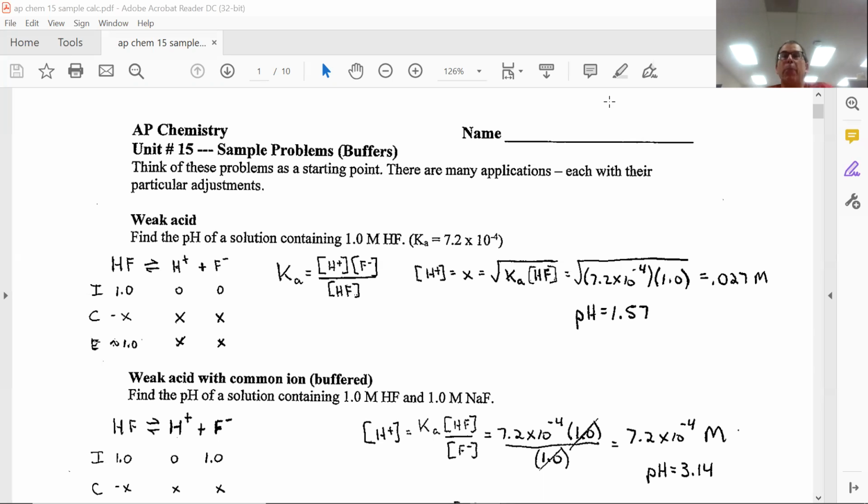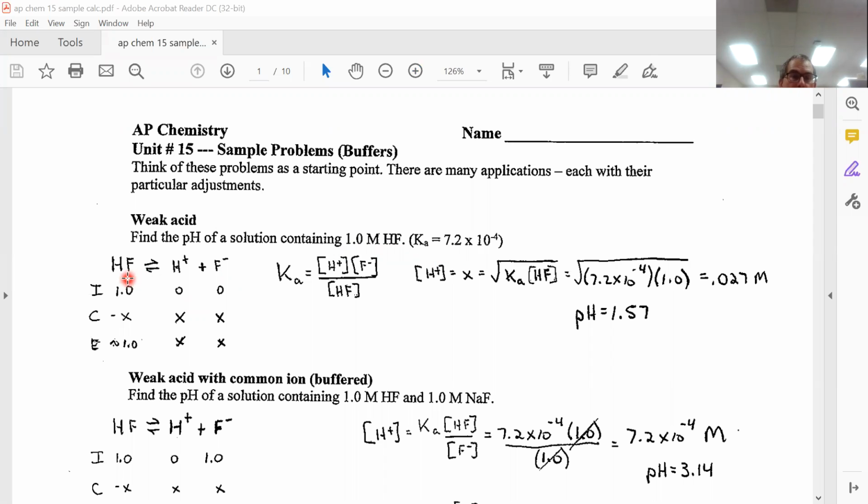We are looking at buffers, and this is section 15.1 through 15.3 in your text, or page 7 and 8 of the homework packet. And first, I'm just going to start out with a review of a weak acid problem. I have 1 molar HF. I got a Ka value.